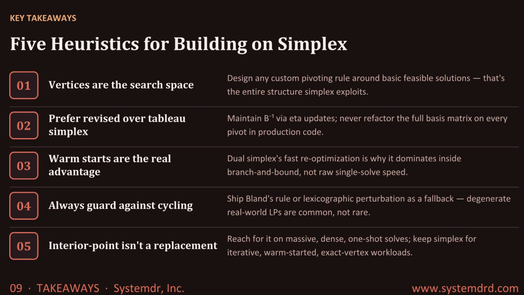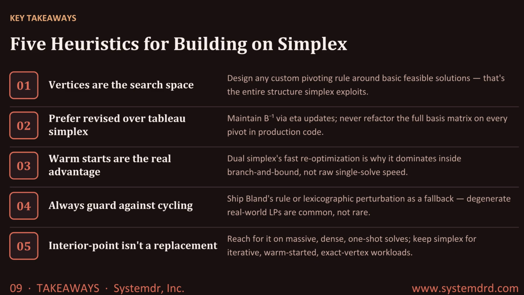Let's consolidate everything into 5 heuristics you can apply directly. 1. Vertices are the search space. Design any custom pivoting logic around basic feasible solutions. That's the entire geometric structure Simplex exploits. 2. Prefer revised Simplex over the full Tableau. Maintain B-inverse through ADA updates and never refactor the whole basis matrix on every pivot in production code.